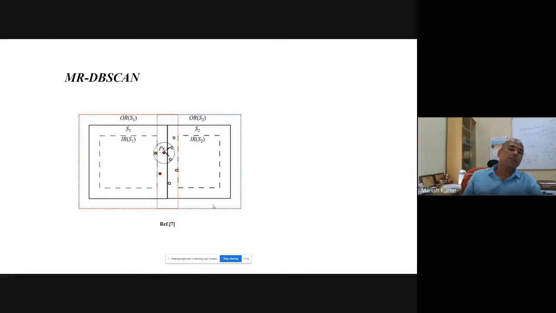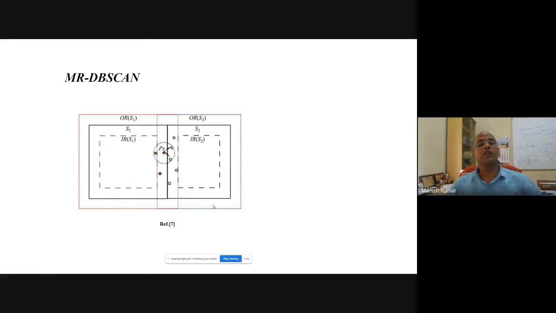Now in this case, we are assuming that there are two terminals having two individual local datasets. They have applied the DBScan algorithm. They have their own set of clusters. Now the question comes: we have a set of clusters from terminal 1 and another set of clusters from terminal 2. Then how to merge them, or how to get the global cluster out of these two terminals? This particular figure will explain that part.